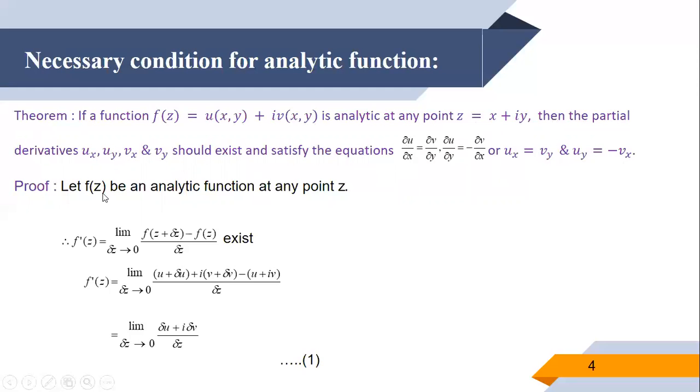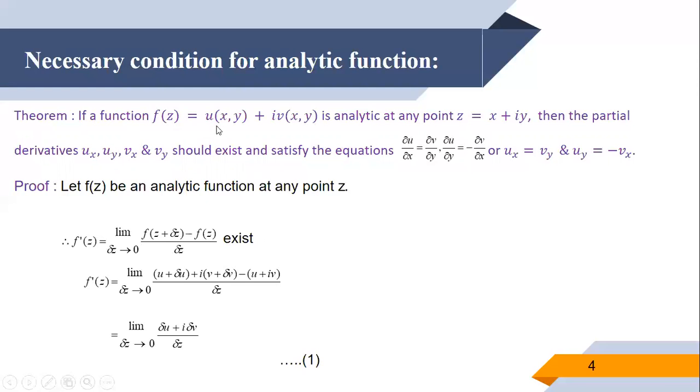So now we prove it. First we consider the given function f of z equal to u plus iv is analytic at the point z. Since the function is analytic, obviously it is differentiable. Then we can say f dash z is equal to limit delta z tends to 0, f of z plus delta z minus f of z upon delta z, exists. This is the definition of derivative, the formula for finding the derivative at any point z. Obviously this exists because it is given that the function is analytic.